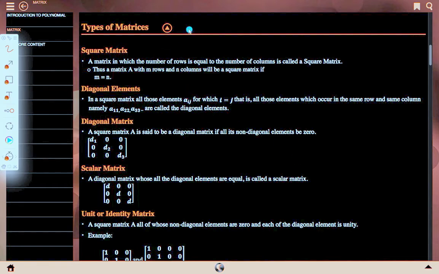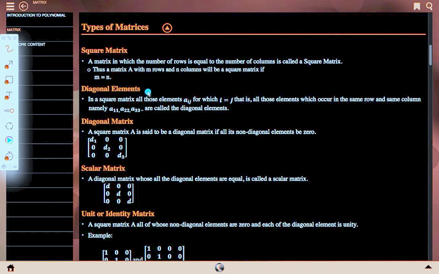Now here, types of matrix. First of all, we discuss square matrix. A matrix in which the number of rows is equal to the number of columns is called a square matrix. Thus, a matrix A with m rows and n columns will be a square matrix if m equal n.